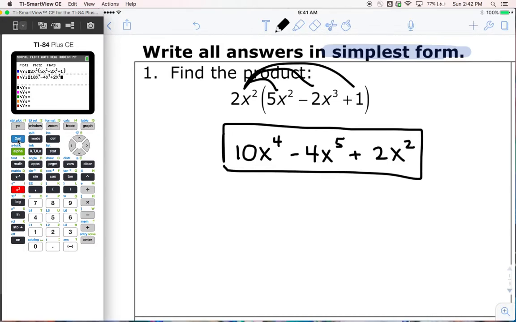All right, now I'm going to check my table. So second graph. And am I right? I am, right? The y1 and y2 columns are matching, which tells me that these two expressions are equivalent.